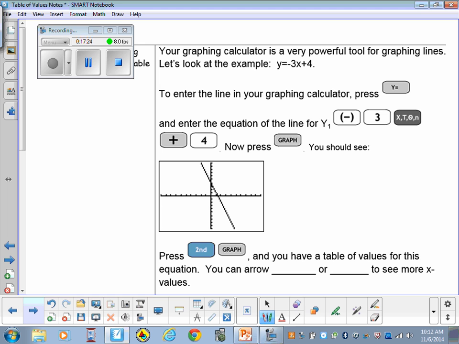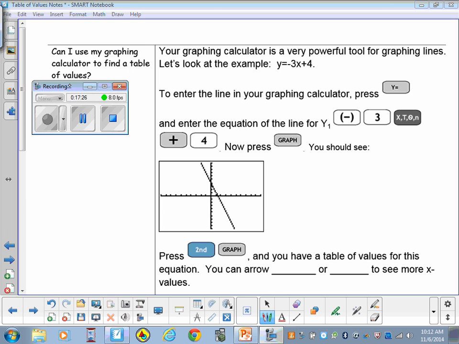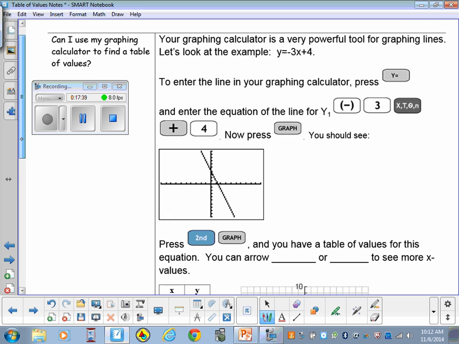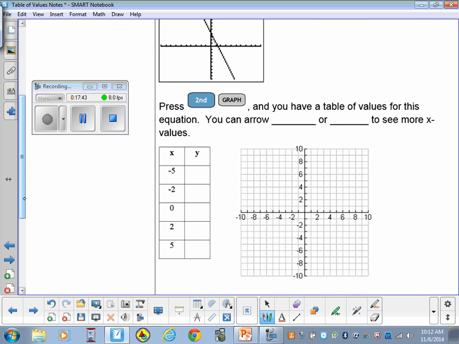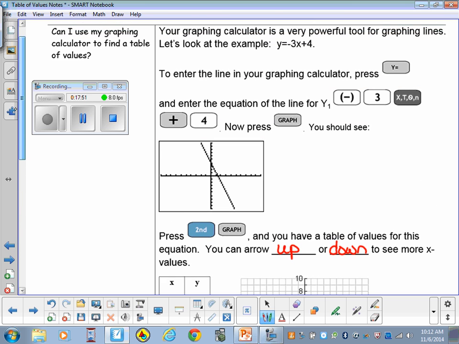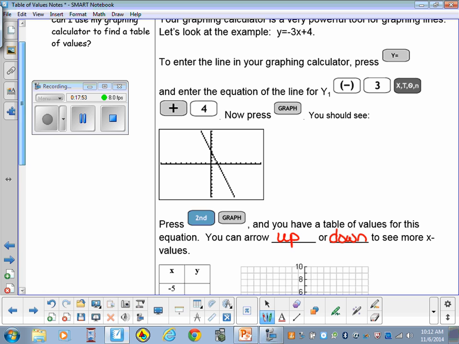Oh, and this is how to do it on our graphing calculator. So, we've been through this before. Pressing y equals to enter the equation of the line. Pressing graph to see it on our calculator. Knowing we can arrow up and down to see more x values. So let's put this equation in: negative 3x plus 4.